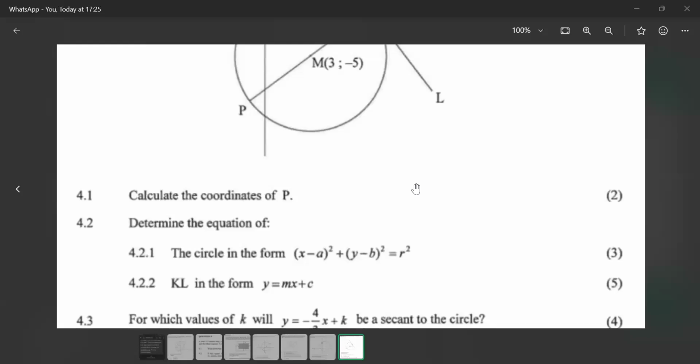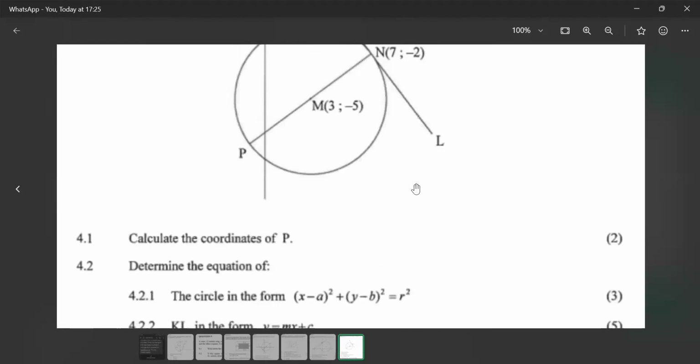So the next one says, please determine the equation of the tangent KL in the form y equals mx plus c. Okay, fine. And this is for 5 marks.